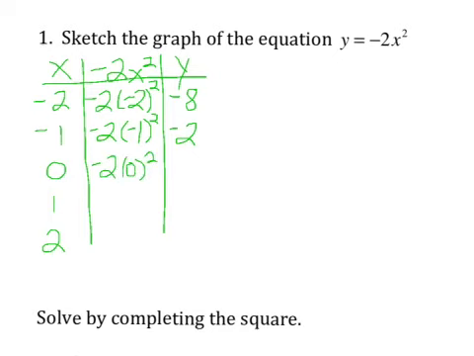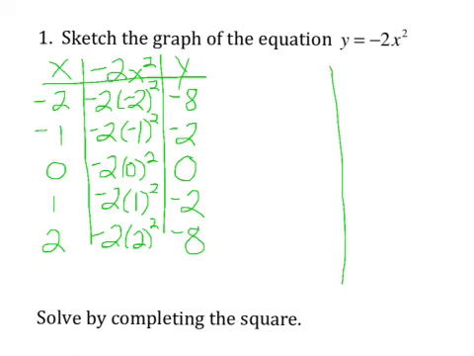If I plug in 0 for x, we're going to get 0 for y. If I take 1 and square it, I get a positive 1, and multiplied by a negative 2 is a negative 2. And then I will also get a negative 8 again.